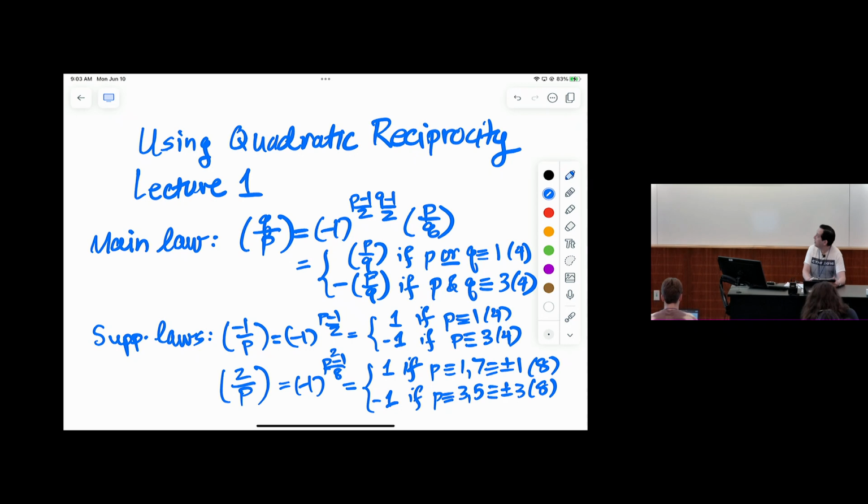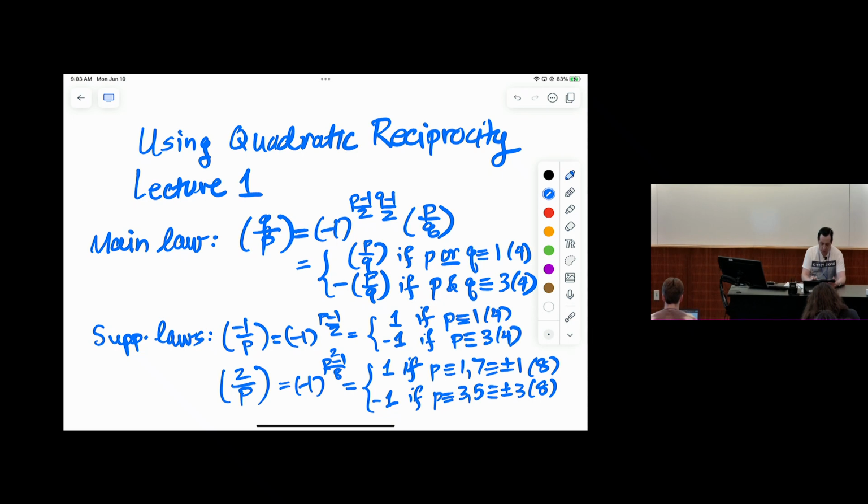Let me just make a quick comment. The main law, as we have it up there, is usually just stated for two distinct odd primes, although technically, as written, the main law is even true if they're the same prime, just because then the Legendre symbols are 0. But that won't be important for us today.